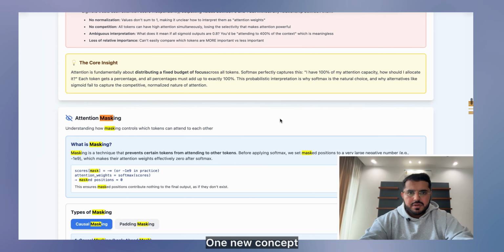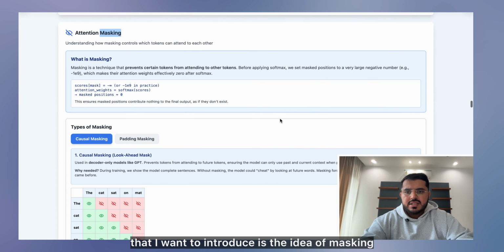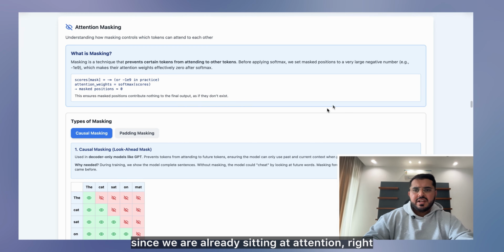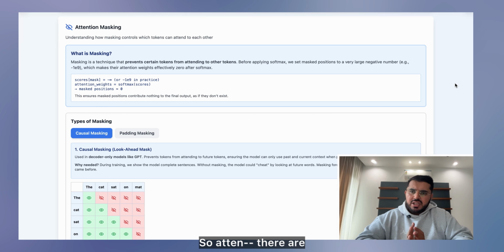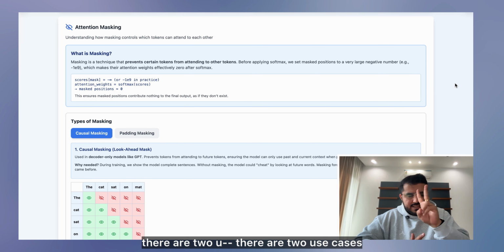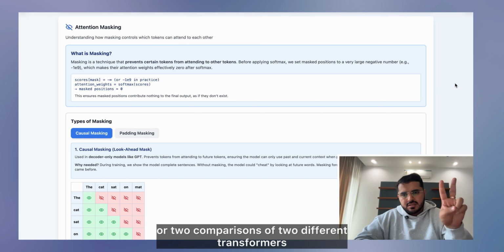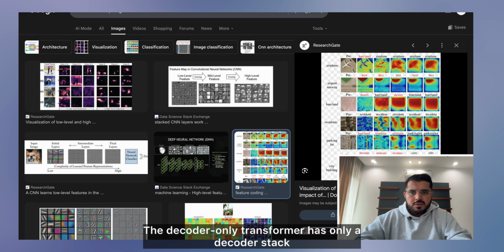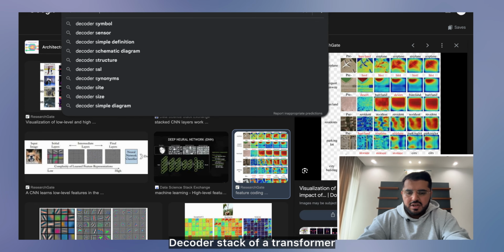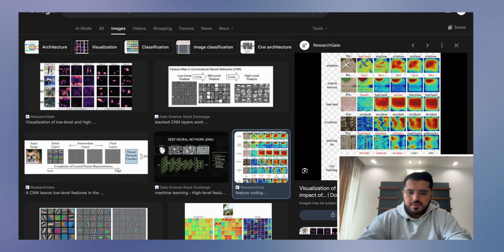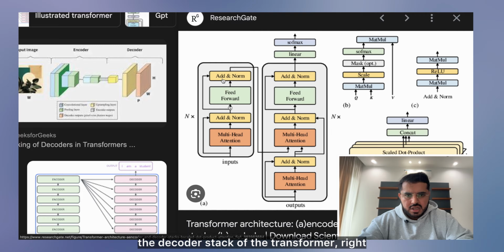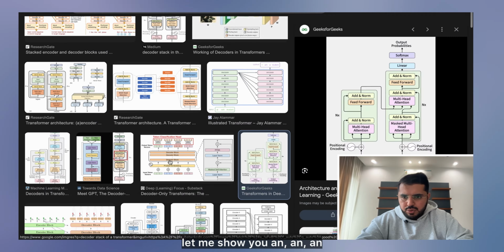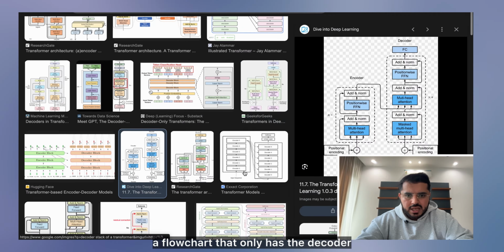One new concept that I want to introduce is the idea of masking, since we are already sitting at attention. There are two use cases, or two comparisons of two different transformers, that we will see. One is the decoder-only transformer, which has only the decoder stack of our transformer. So this is, let's say, the decoder stack of the transformer. And let me show you a flow chart that only has the decoder.